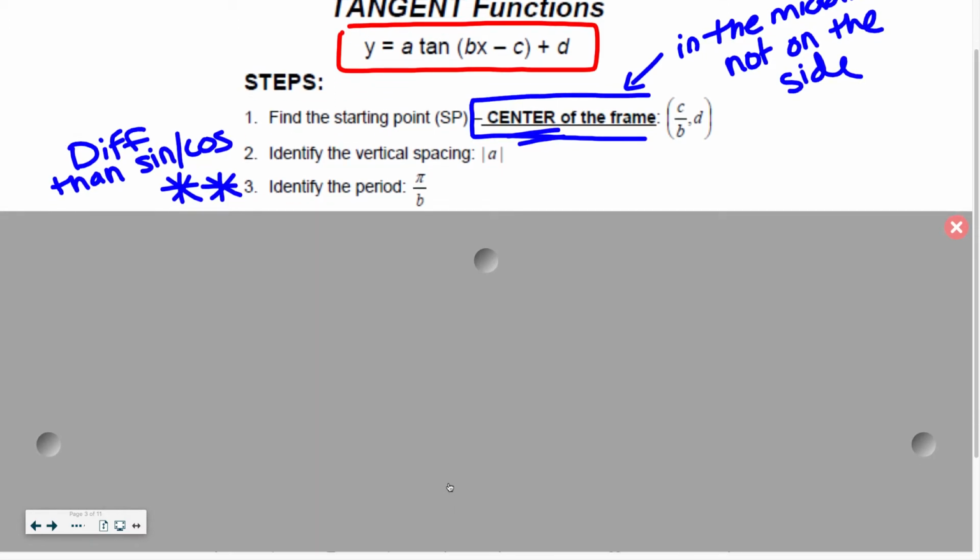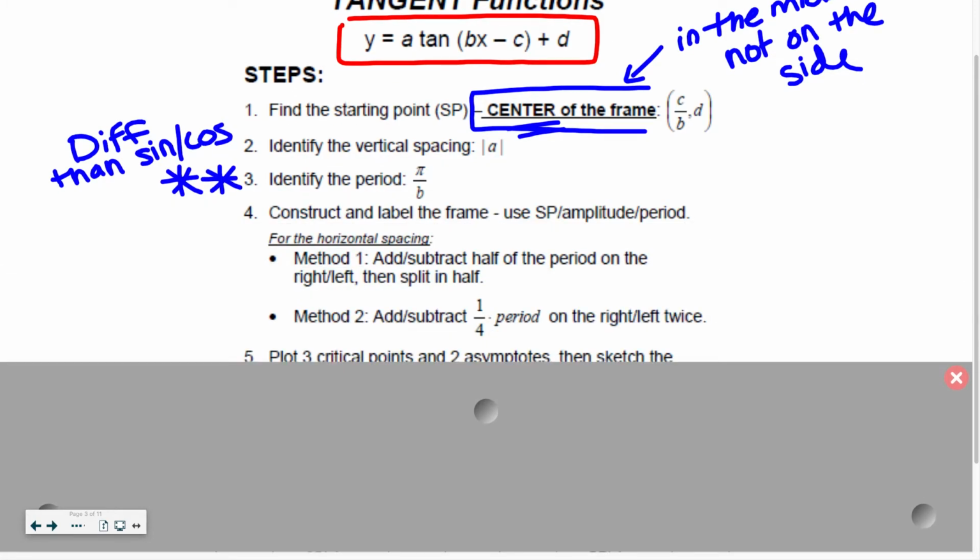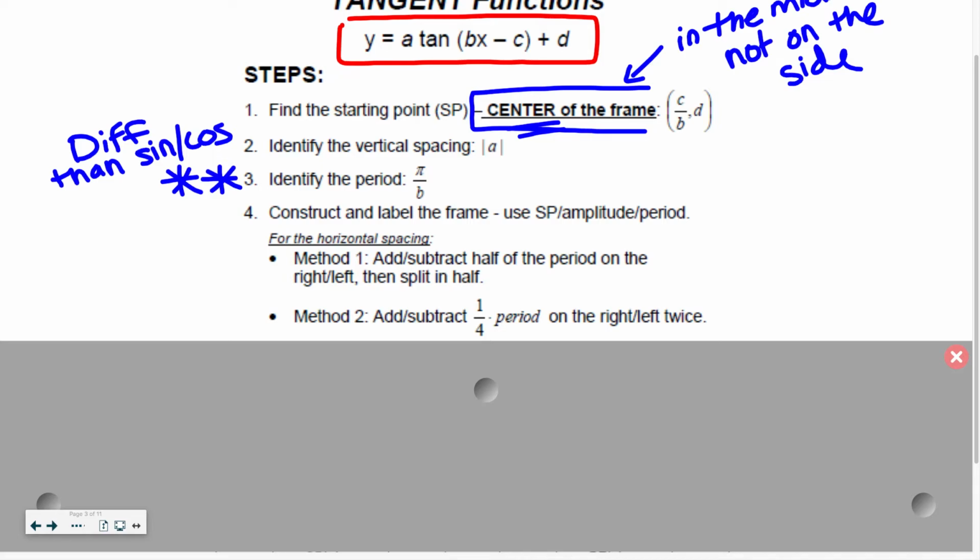Because the starting point has been moved to the center of our frame, there is some slight change to the directions for how you label the horizontal part of your frame. So method 1, you can add or subtract half the period on the right and the left and then split it in half again. Before, we would just add the full period to the right and then split it in half and split it in half. But now the starting point needs half the period on one side and half the period on the other, so we'll have to add and subtract.